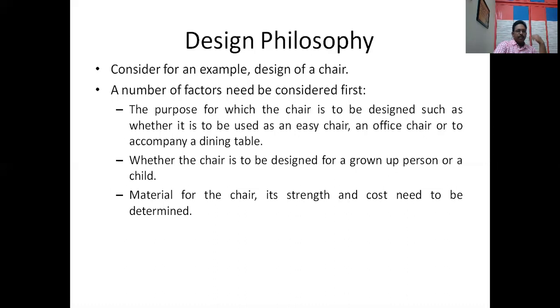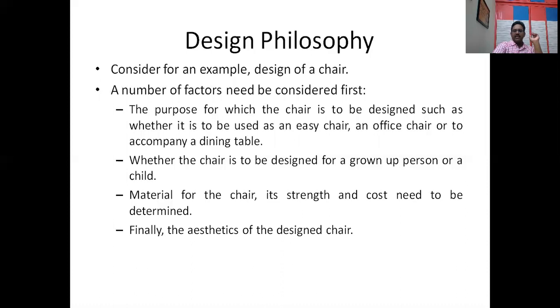Next, material used for the chair. That means with which material we have so many options. We can make it with wood, we can make it with plastics, or we can even make it with diamonds. But the material selection is based on the strength requirement and the cost; all these things come under it when we talk about the material. So material is another factor.